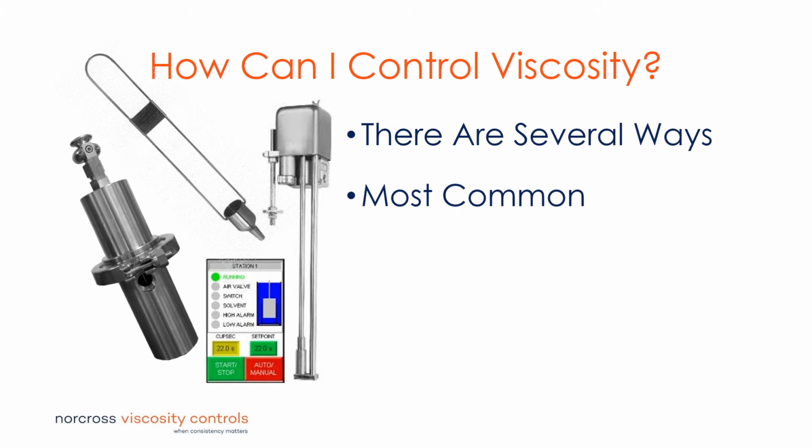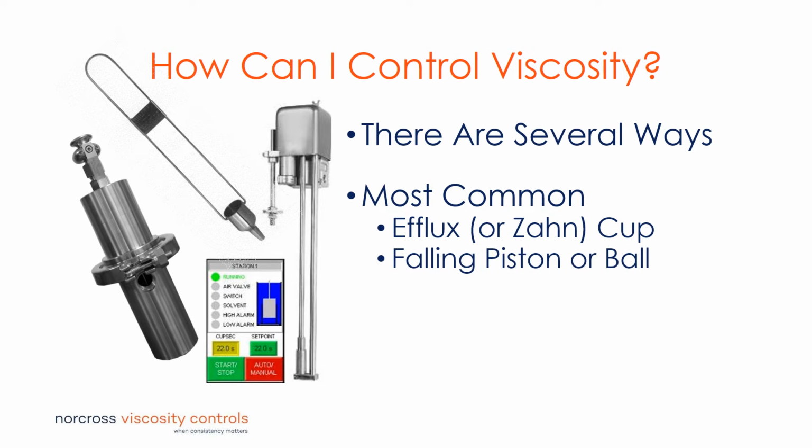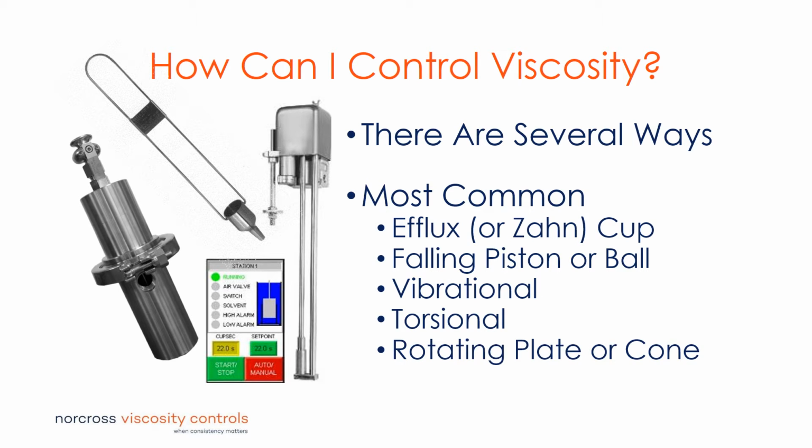The most common are the Efflux or Zahn cup, the falling piston or ball, vibrational, torsional, rotating plate or cone, and the list goes on. Each has its pros and cons, and each is better for some applications than others. The key to success is starting with the optimal measurement process and from there identifying the optimal control strategy. So let's look at the most common ones used for printing process control in a little greater detail.